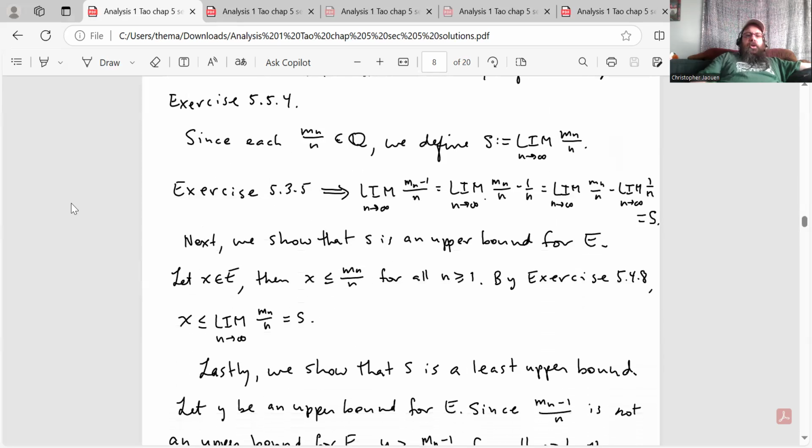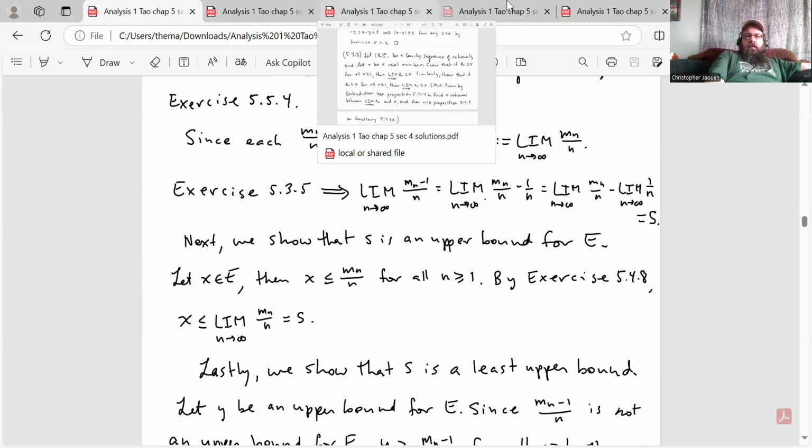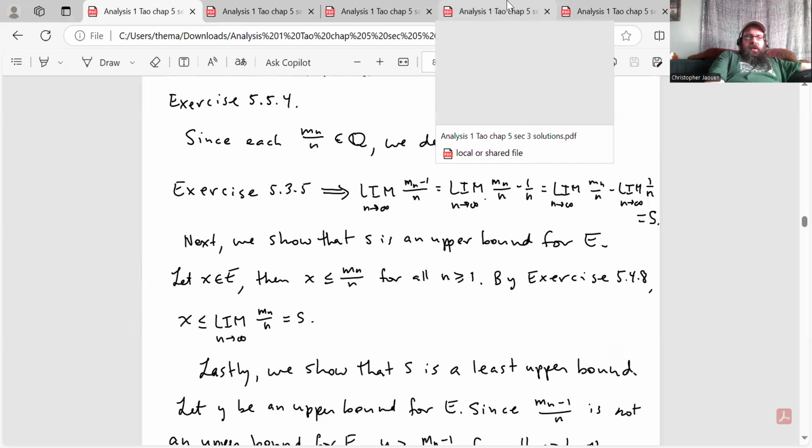Okay, since each m sub n over n is a rational number, we define S to be the formal limit of the terms of the sequence m sub n over n, n going to infinity. Exercise 5.3.5 implies, well, actually, let me show you what that exercise says first.